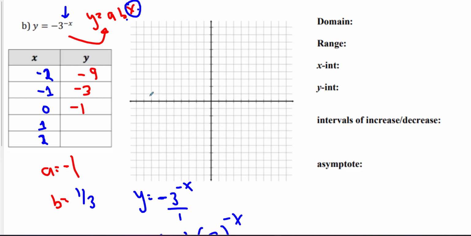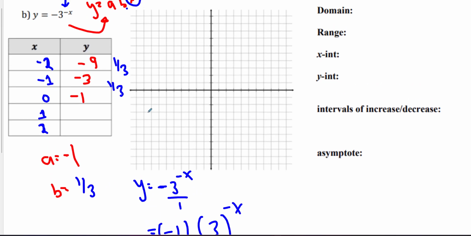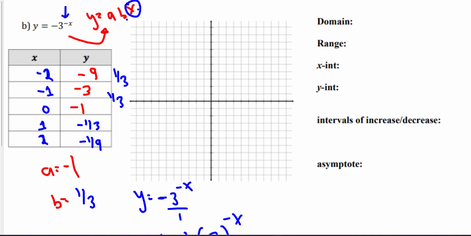This is not a growing function. This is a decaying function. So my growth factor, or rather my decay factor, is 1 over 3. So my b value is 1 over 3. So just be careful with that. Anyway, so yes, you guys gotta pay attention, think when you're in class.